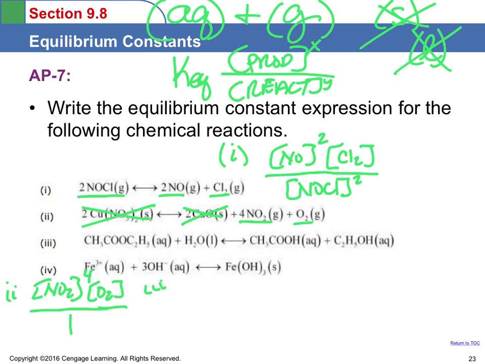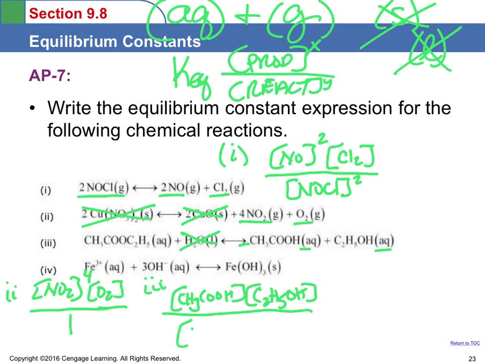Number 3, products. We have an aqueous and an aqueous. They're both included. So CH3COOH, coefficient of 1. And then we have C2H5OH, also with a coefficient of 1. Reactants, the water is not included because it's a liquid. We will include the other reactant, also with a coefficient of 1.